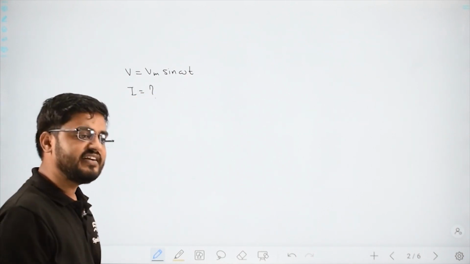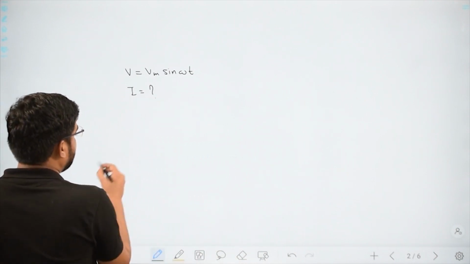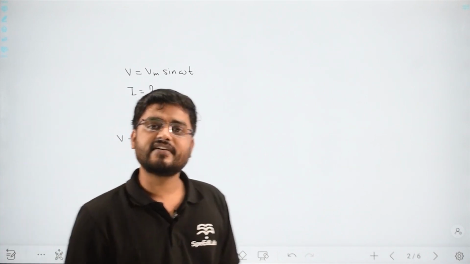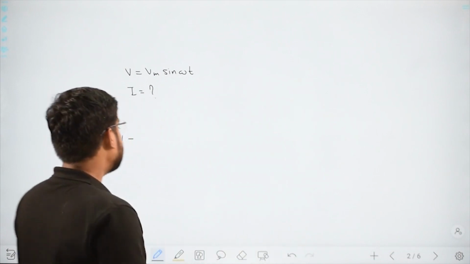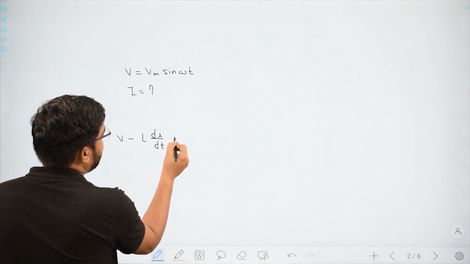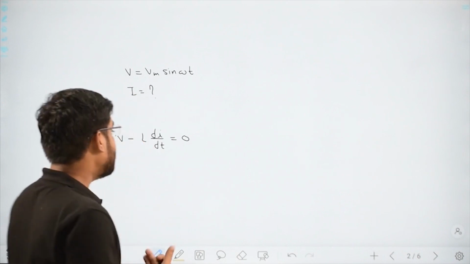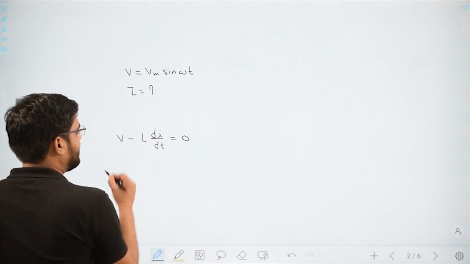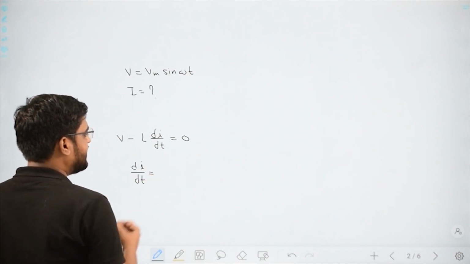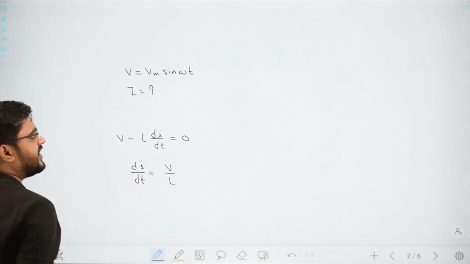We don't know how much current is going to flow. So again, let us start with the same thing. Let us write Kirchhoff's loop law. It will be V minus, what is the potential difference across an inductor? L di by dt. So the potential difference across an inductor is L di by dt. The entire circuit is done because only the voltage source and inductor were connected. So it is V minus L di by dt. We need to get the current, so I am writing that di by dt is V by L.